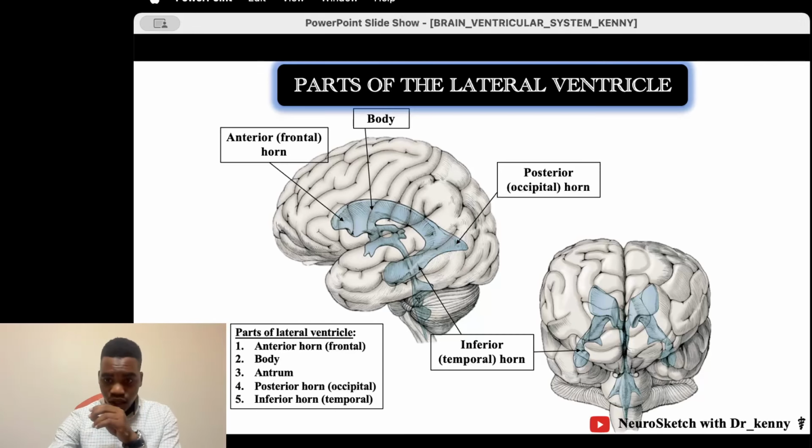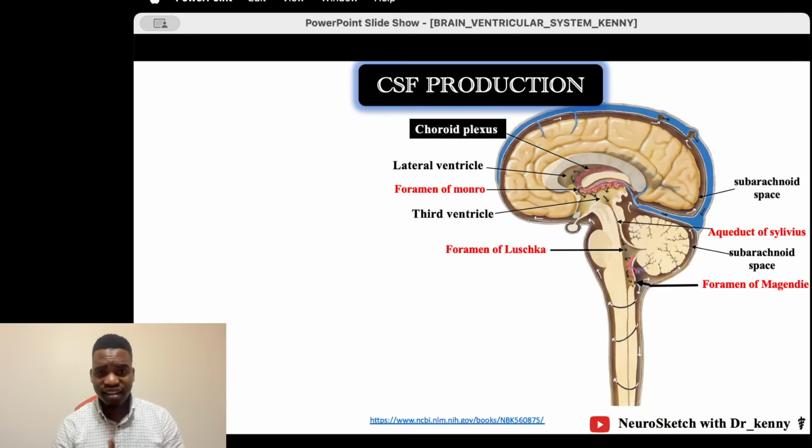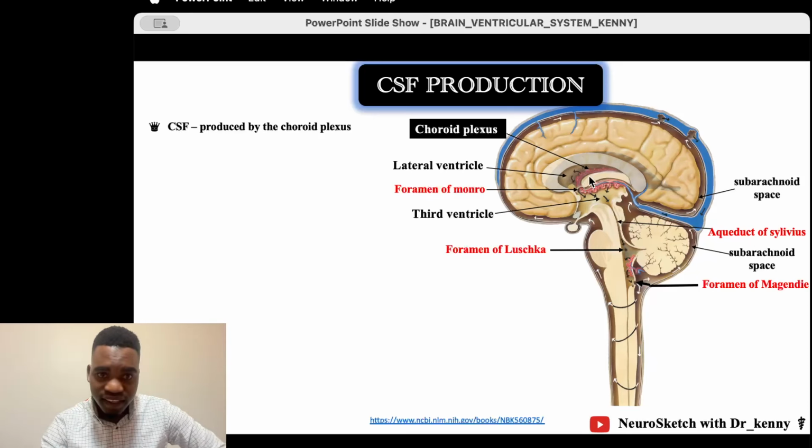So let's talk about the cerebrospinal fluid. The cerebrospinal fluid is produced within the lateral ventricles, the third ventricle, and the fourth ventricle, and it is produced by special structures called the choroid plexus. The choroid plexus are the ones that produce or secrete the cerebrospinal fluid.